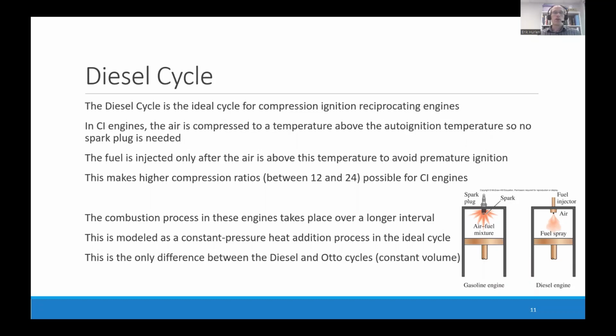Other than this, the only other difference between this cycle and the Otto cycle we just saw is that the combustion process takes longer, meaning the volume is no longer constant. However, the pressure is relatively constant over this interval, and so instead of the constant volume heat addition process in the Otto cycle, we have a constant pressure heat addition process in the diesel cycle.